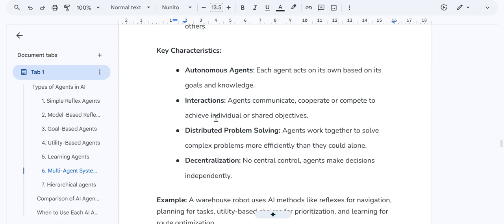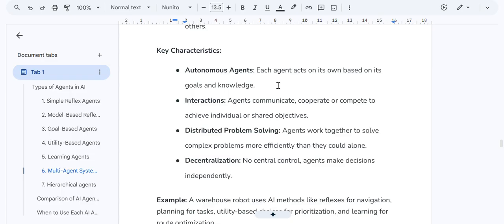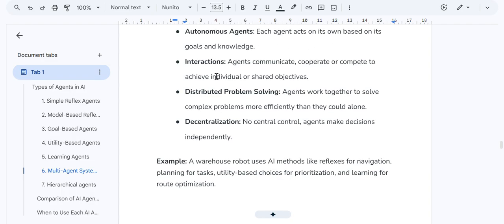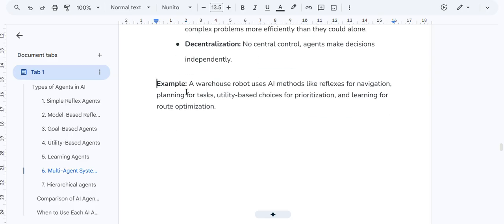Key characteristics of agentic AI, multi-agent systems. Autonomous agents: each agent acts on its own based on its goal and knowledge. Interaction: agents communicate, cooperate, or compete to achieve individual or shared objectives. Distributed problem solving: agentic AI works to solve complex problems. Decentralization, no central control: agents make decisions independently using the LLM, large language model.